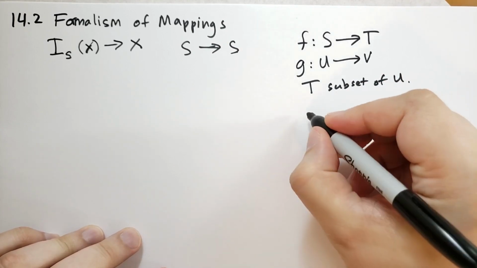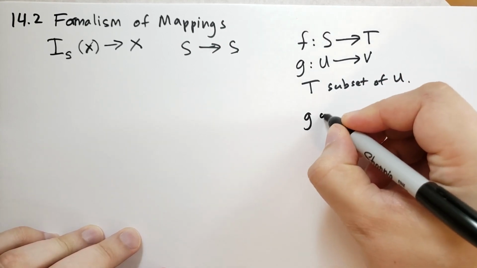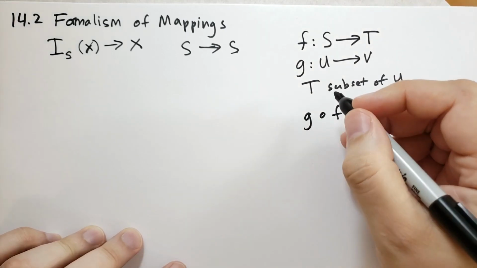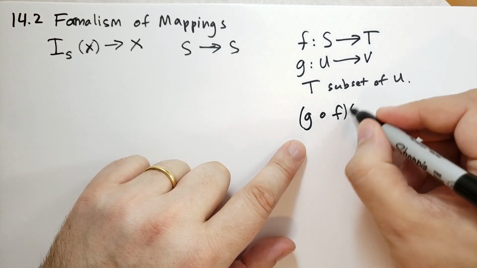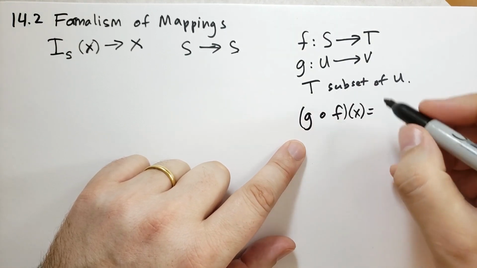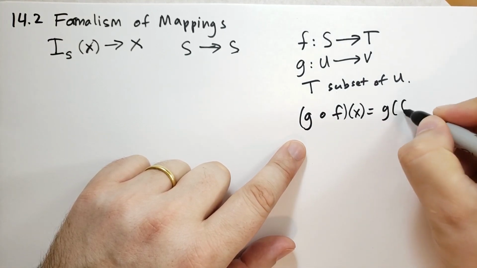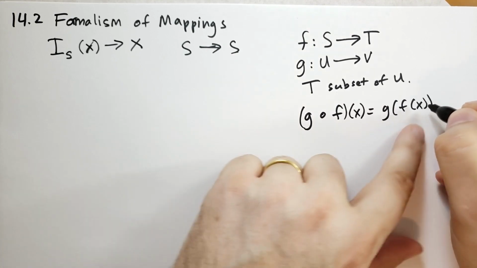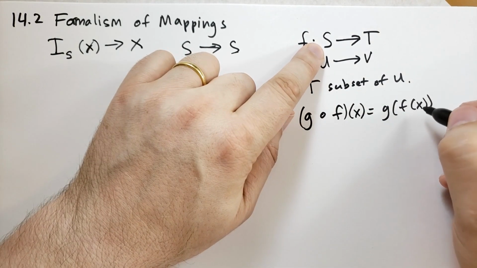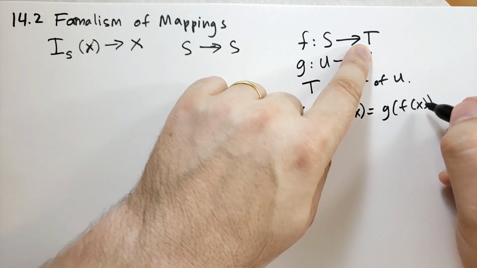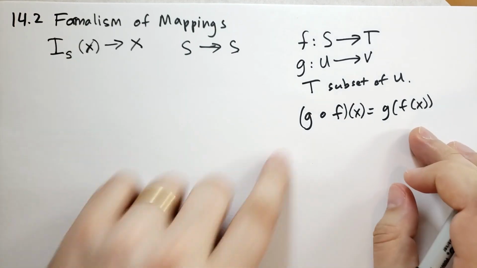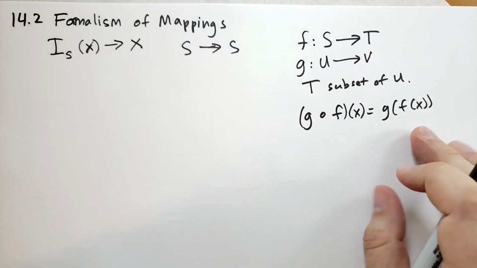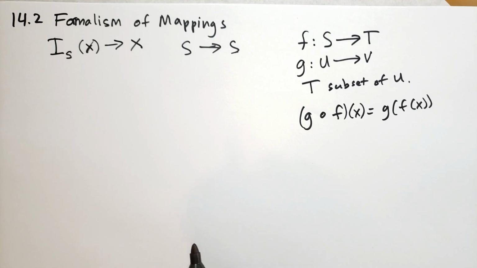And we're going to call that composite mapping G of F. That little circle is not a multiplication. It means we're composing these two functions together. And what this means is we are going to take G applied to F applied to that initial element of S. So we take an element of S, we map it through F to an element of T, and then through T we map it through G from U to V. Okay? And we can do this because every point in T is indeed in U. Okay? Let's get an example here.